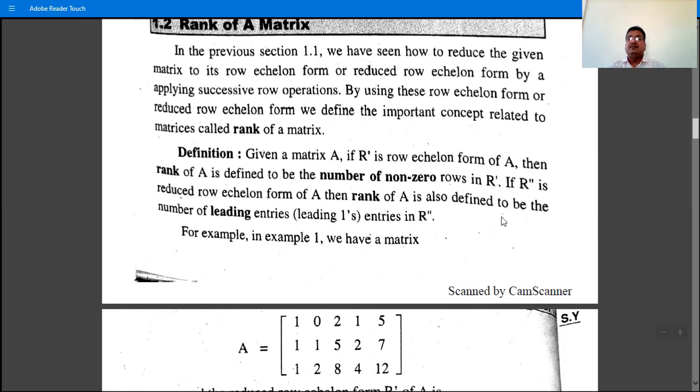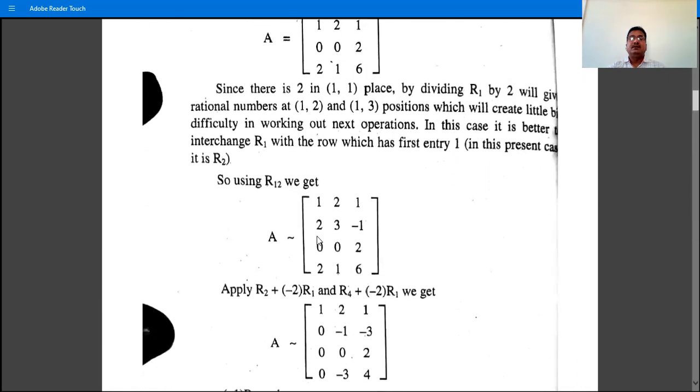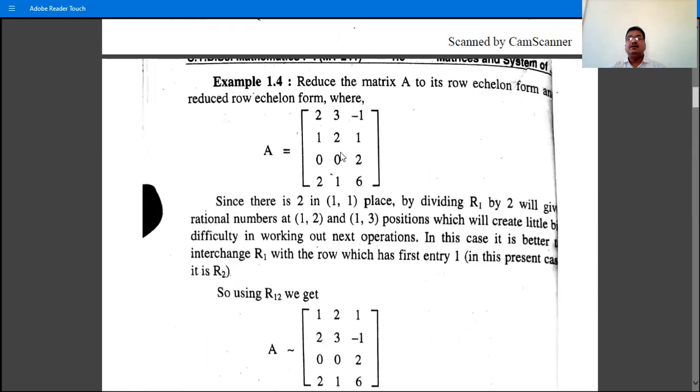So the number of leading ones in R double dash is also the rank of the matrix. The number of non-zero rows in the reduced row echelon form or echelon form is called the rank of the matrix, or the number of leading ones in the reduced row echelon form is also called the rank of the matrix. So in order to find the rank of a matrix, you have to reduce the matrix to its echelon form or its reduced row echelon form.